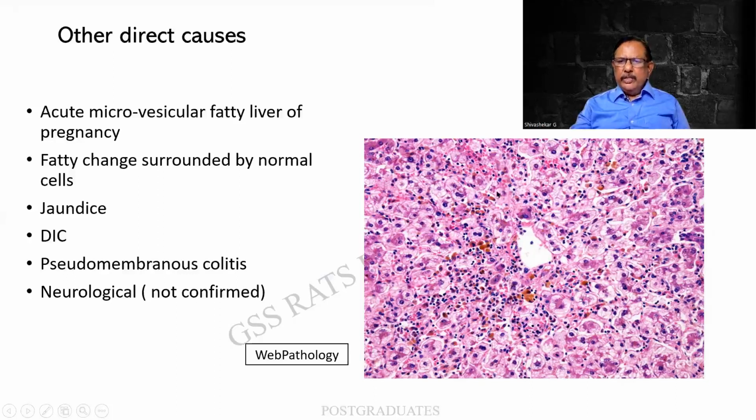There can be a jaundice, maybe a hepatic jaundice. There can be a DIC. Always DIC is your God, in the sense. Pseudomembranous colitis and neurological also, but it is not confirmed. So these can be the other causes, pseudomembranous colitis and neurological.